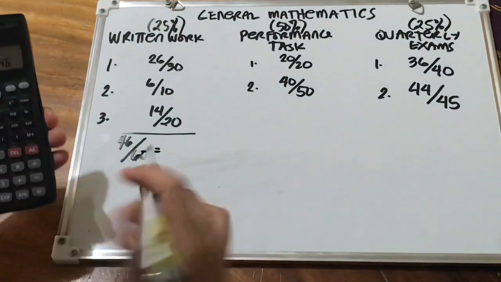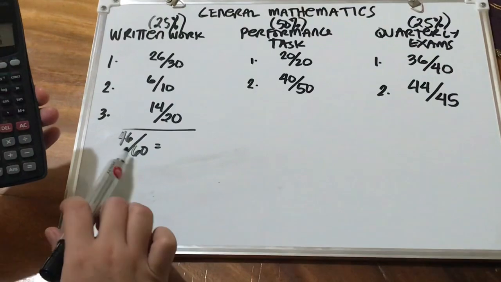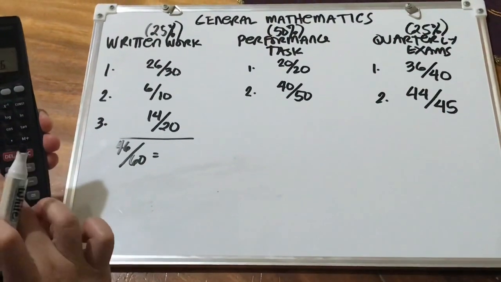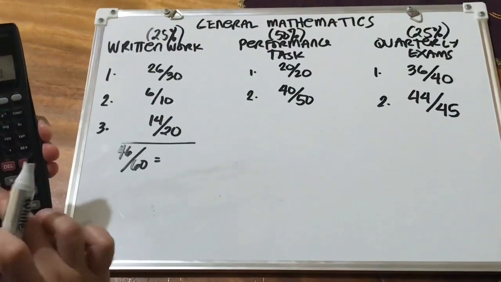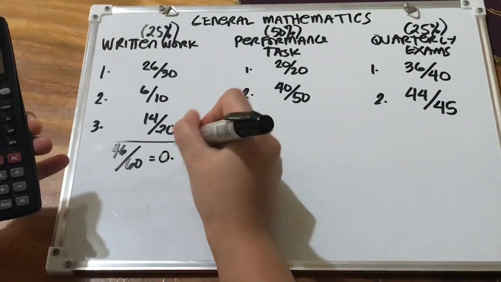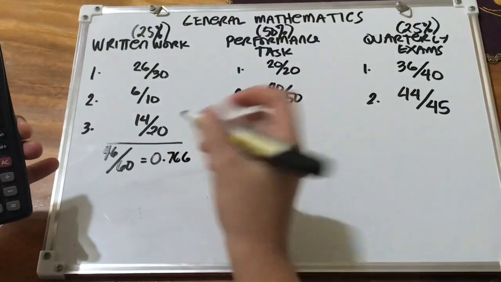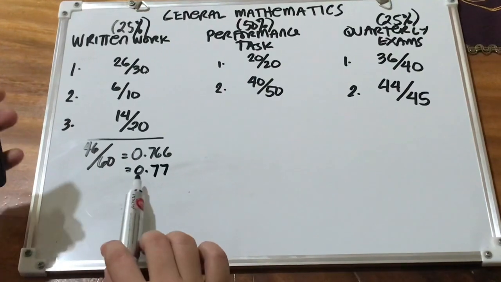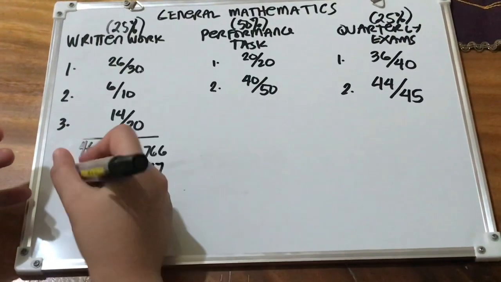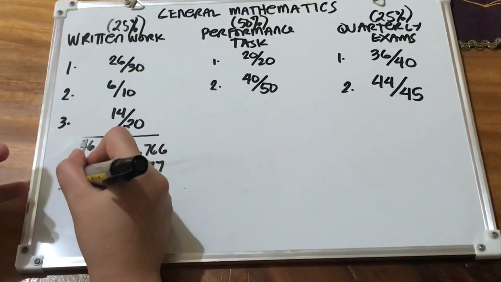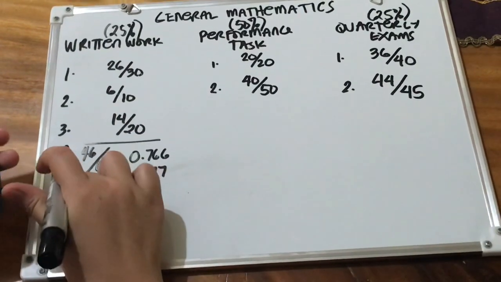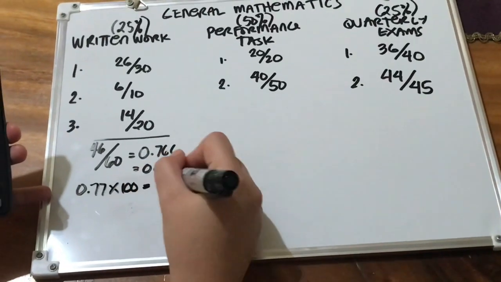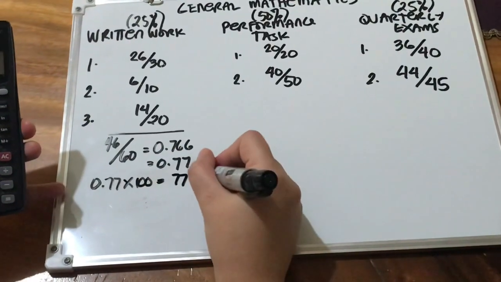When you divide, you need to divide your score by the perfect score. So 46 divided by 60, the answer is 0.766, or 0.77. That is the score. Multiply it by 100: 0.77 times 100%, it is 77%.